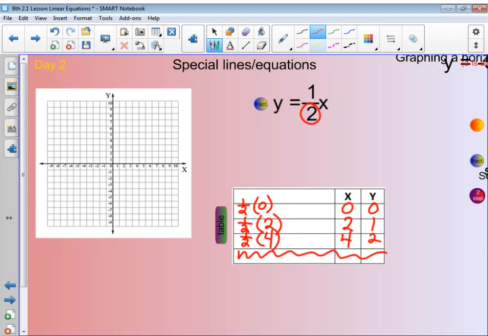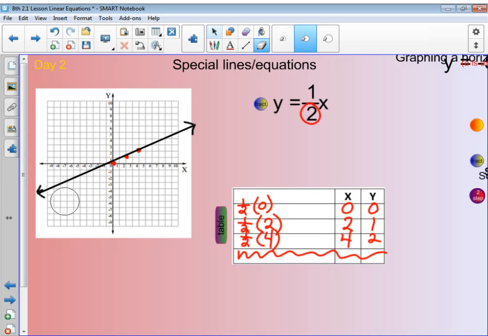Okay? And then you're going to graph like we did yesterday. You'll do your points. So over to 0, up to 0, so we're going to stay here. Over to 2, up to 1. Over to 4, up to 2. So there's my points. And I'll just like I did yesterday draw my line straight through those, and then put my arrow at each end. Okay, so there's my line for y equals half of x.